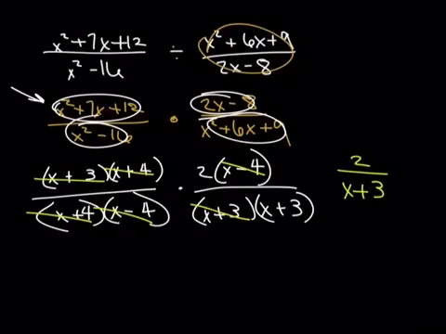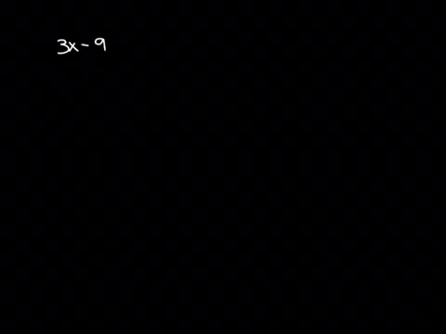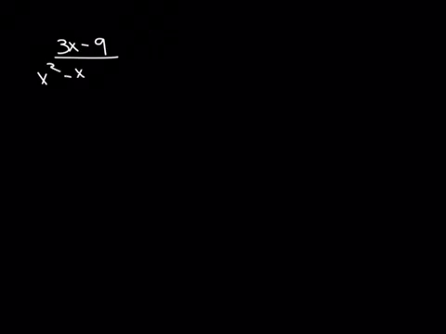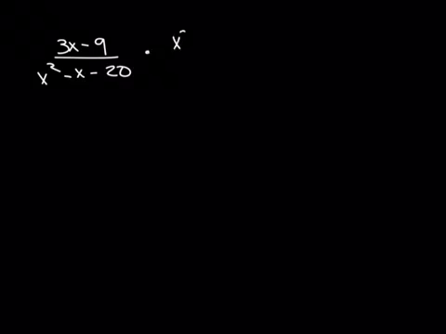Alright, so continue on here, looking at example number 4. We have 3x minus 9 over x squared minus x minus 20 divided by, or I'm just going to write it as times, and I'm going to flip them over, just so I don't have to write everything twice.